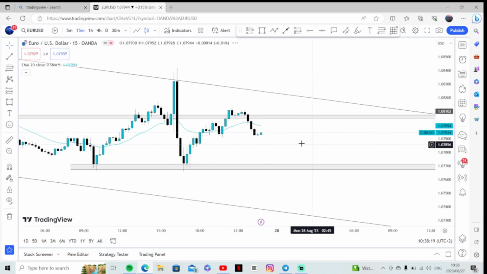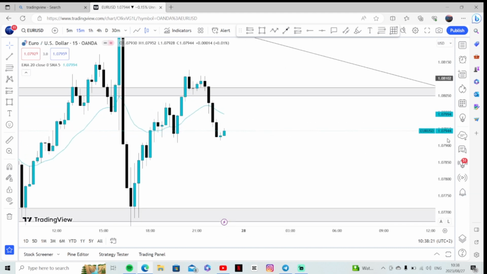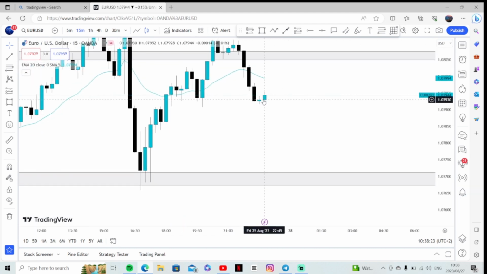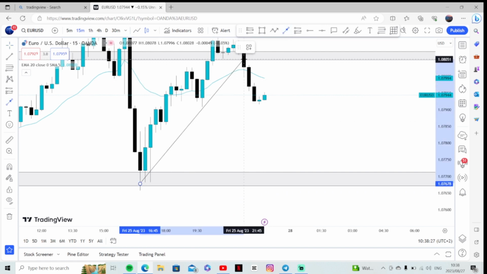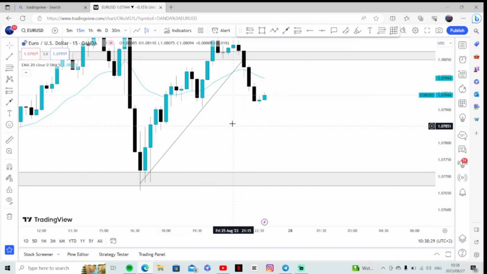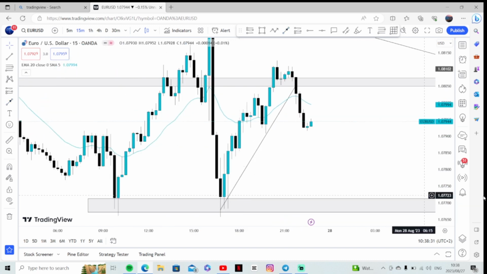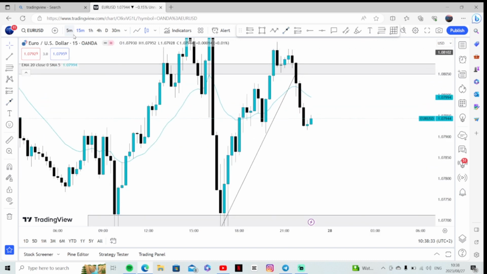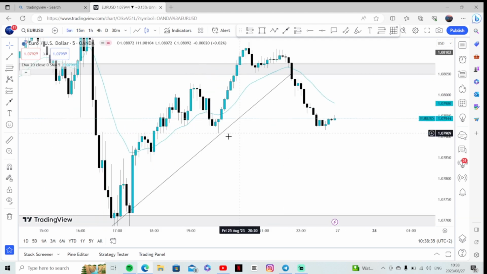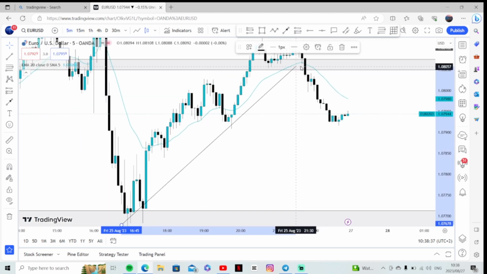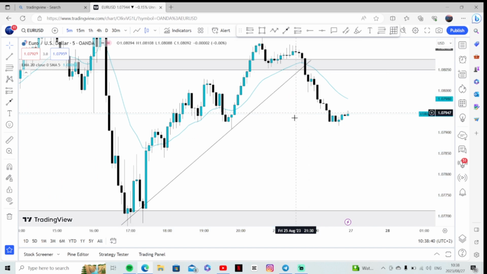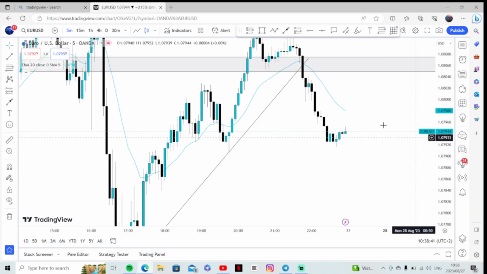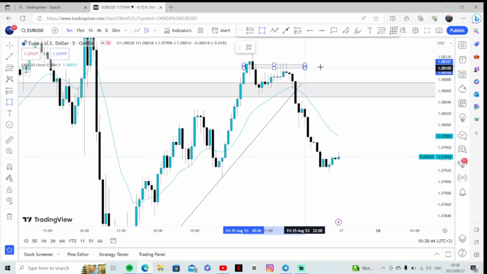I scale down to the 15-minute chart, right? Here on the 15-minute chart, you can clearly see there was a temporary uptrend. Let me go to the 5-minute so you can see it properly. You can see there was a temporary uptrend. If you caught this move, congratulations, from the double top right here on the lower time frame.